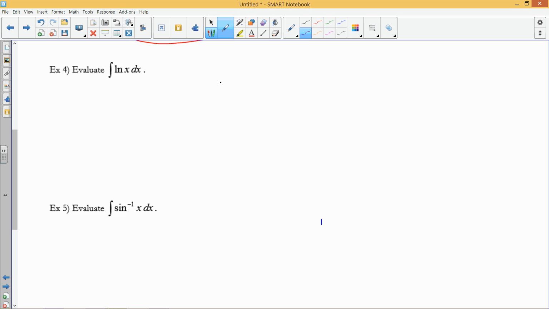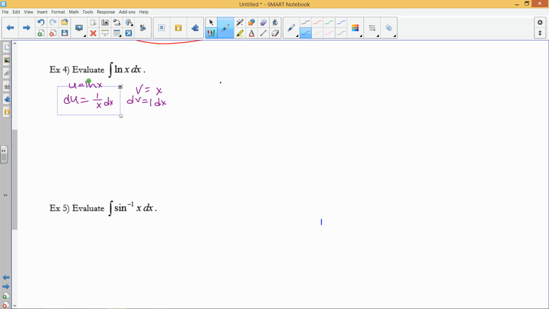So u is going to be ln x. dv is going to be everything else. So technically 1 dx. You don't have to write the 1, but I'm just doing it as a placeholder. So then du, the derivative of ln x, is 1 over x. The antiderivative of 1 is going to be x.